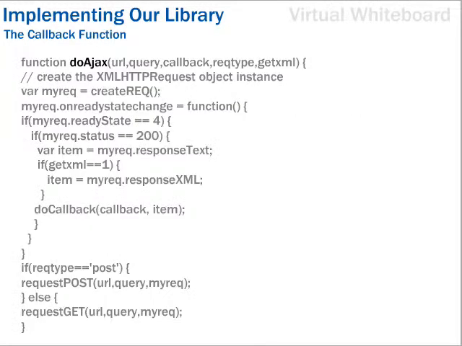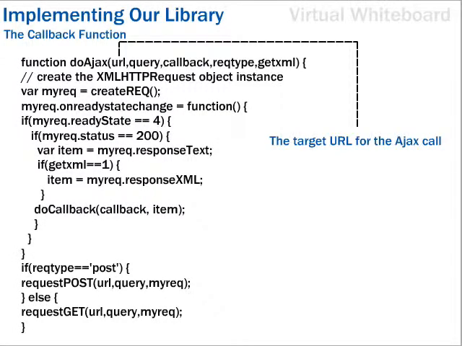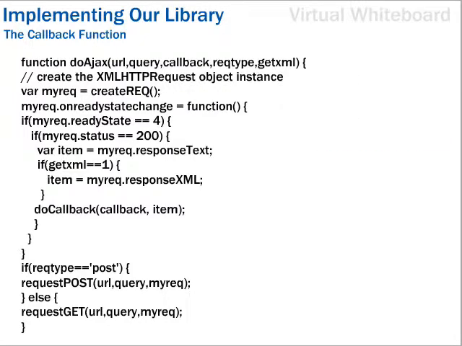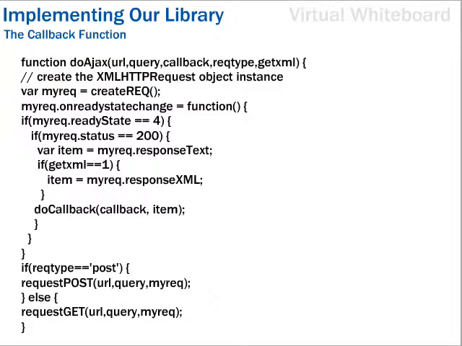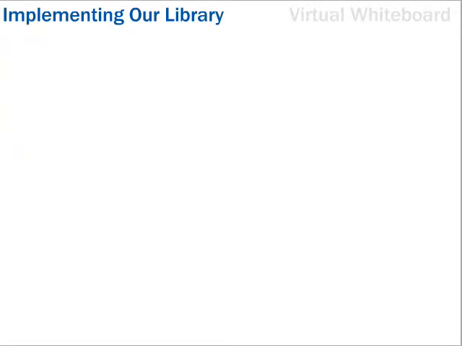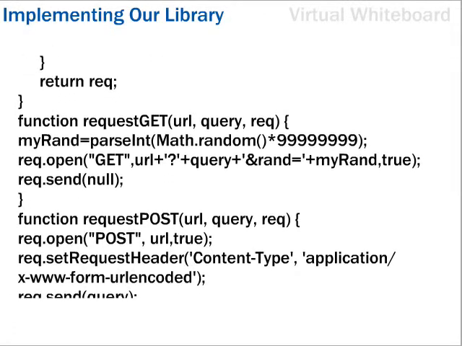Our function doAjax now takes 5 arguments: URL, the target URL for the Ajax call; query, the encoded query string; callback, identity of the callback function; rectype, post or get; getXML, 1 to get XML data, 0 for text. This listing shows the complete JavaScript source code.